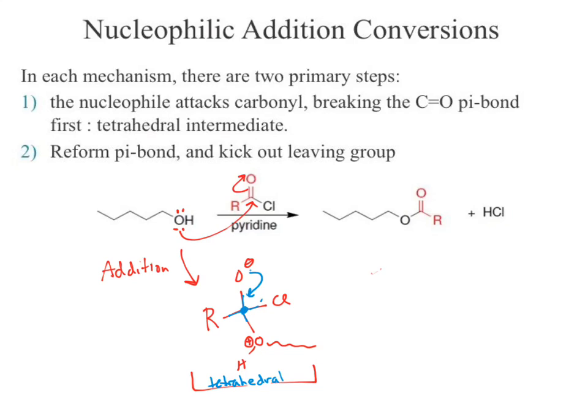Okay? So before we can actually reform the pi bond and kick out the chloride, what do we have to do? We have to remove the hydrogen. So we will take the electrons in the bond between the oxygen and the hydrogen, and we will give them to the hydrogen. What did we just do? We removed an acidic hydrogen. This species acted as an acid.